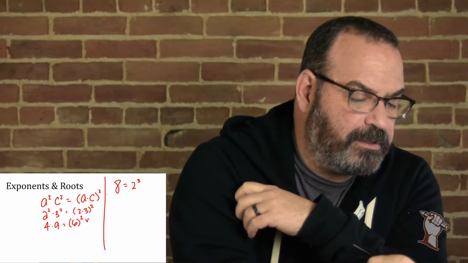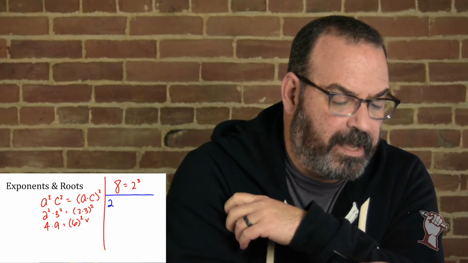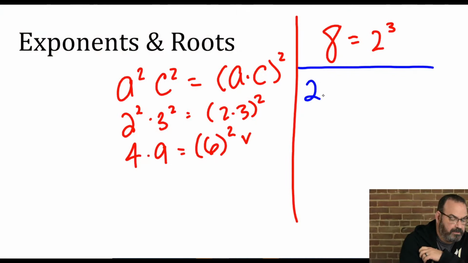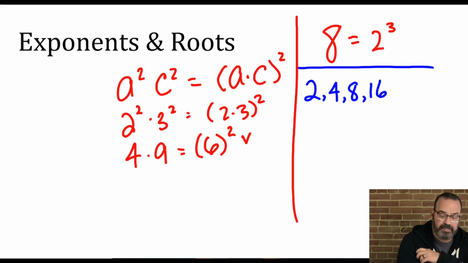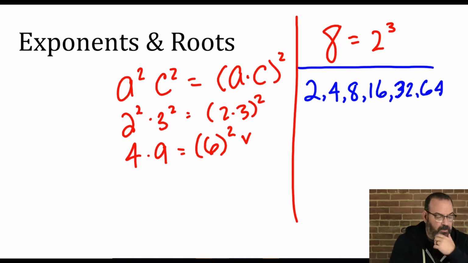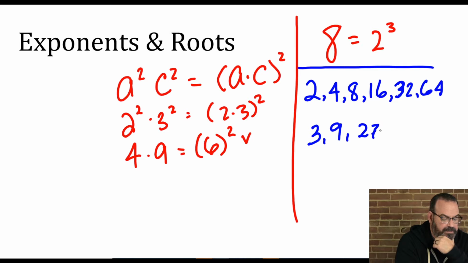The thing that I would definitely recommend is that you learn the powers of 2. 2 to the first is 2, 2 squared is 4, 2 cubed is 8, 2 to the fourth is 16, 2 to the fifth is 32, 2 to the sixth is 64, 128, and so on. I would also know 3, 3 squared, 3 cubed, 27, 3 to the fourth, 81. 5, 5 squared, 5 cubed.